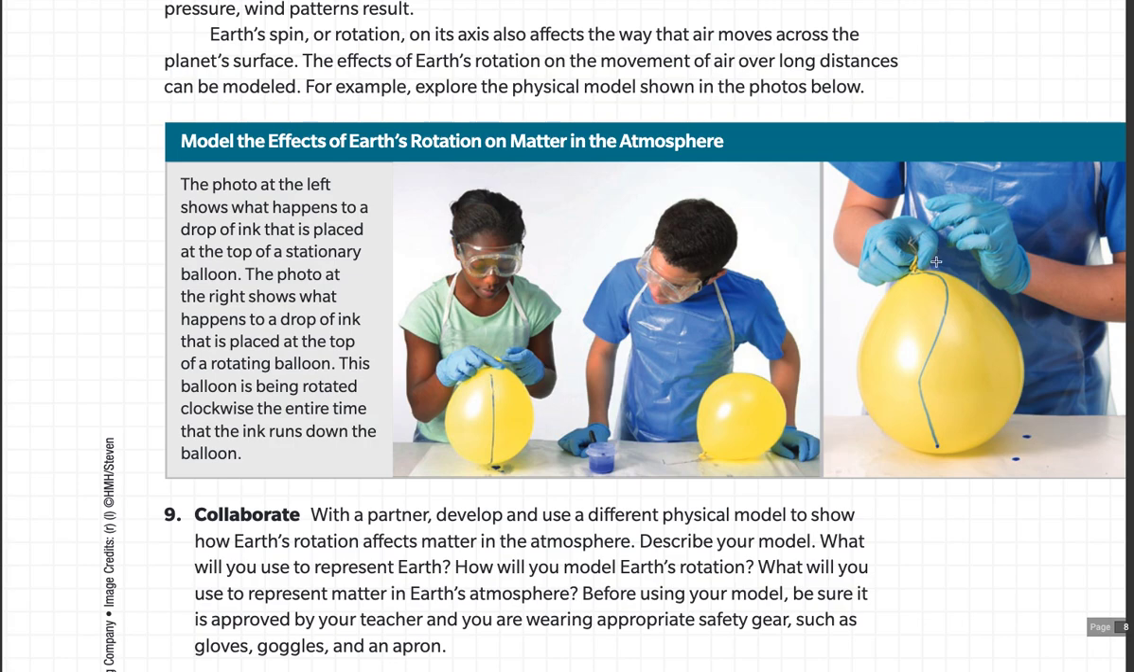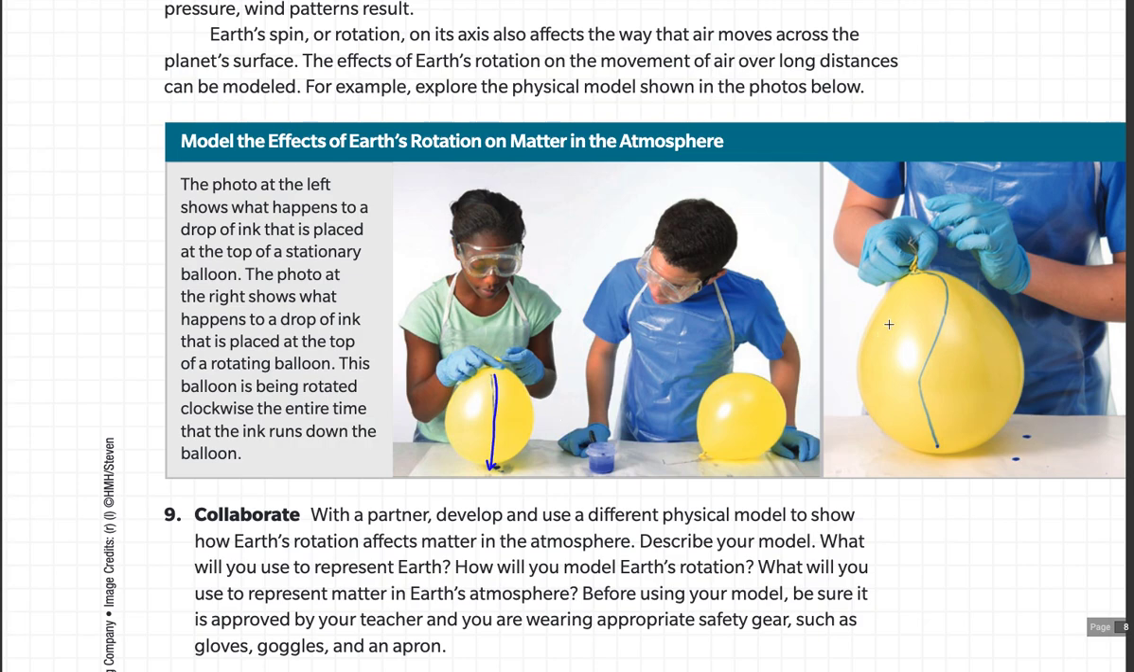And you can see how in this one, the line is straight. The ink just goes straight down the balloon. And in this one, it curved. So in this picture, this girl drops the ink onto the balloon as she just holds the balloon still. And so the ink just goes straight down the balloon. You can imagine that happening, I'm sure.